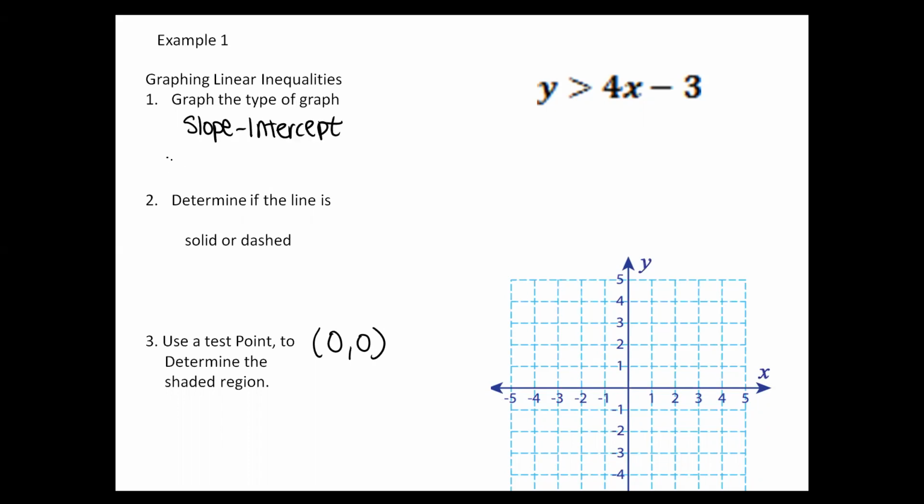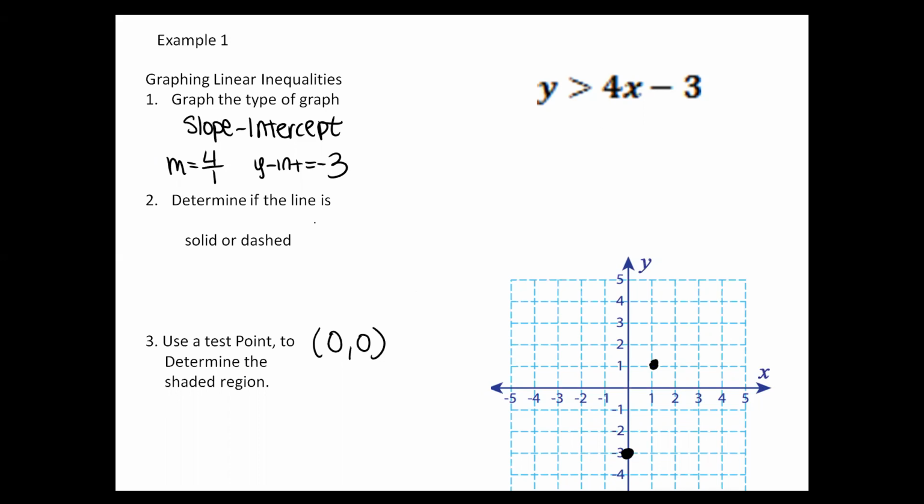I'm looking at our slope here is 4 over 1 from our equation. My y-intercept is going to be negative 3. So we have those values there. Let's go ahead and plot our two points. So I'm going to start at negative 3 for my y-intercept. Then I'm going to go up 4 over 1, 1, 2, 3, 4 over 1.